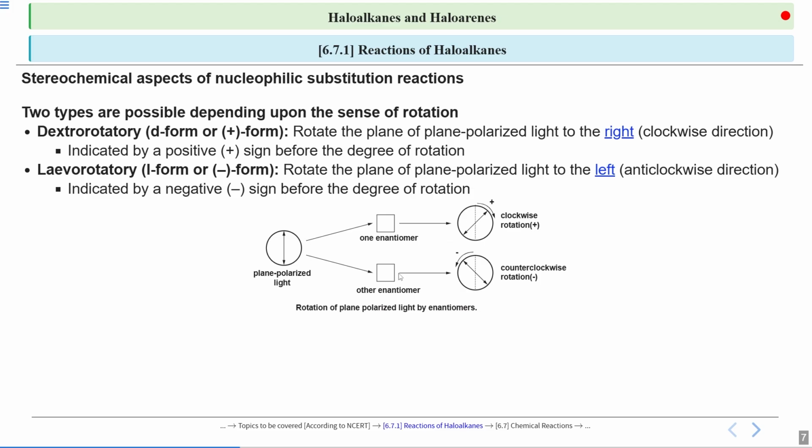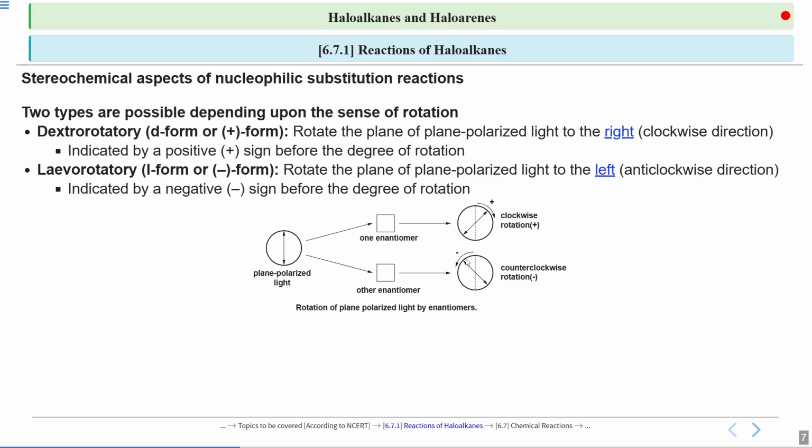The second enantiomer you are getting, the other enantiomer you are getting from the plane polarized light, is the levorotatory, which is rotating the plane of plane polarized light to the left side, in the left direction. That is the counterclockwise rotation. So you can see this is counterclockwise rotation.